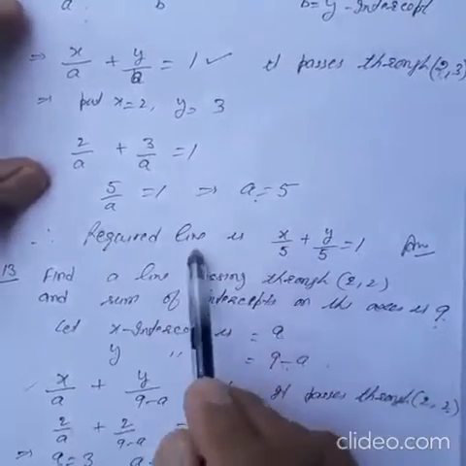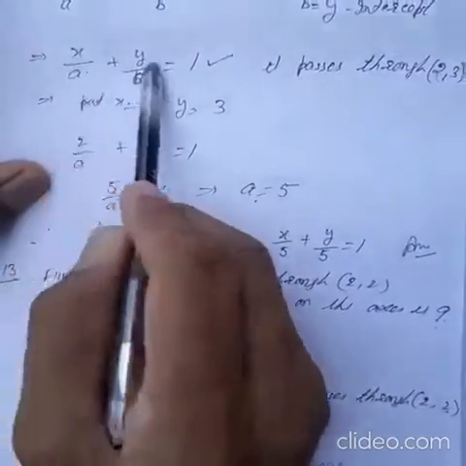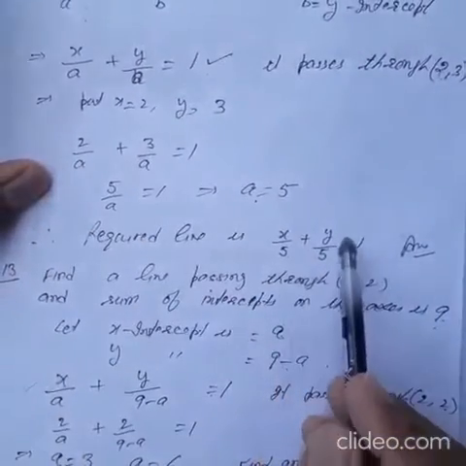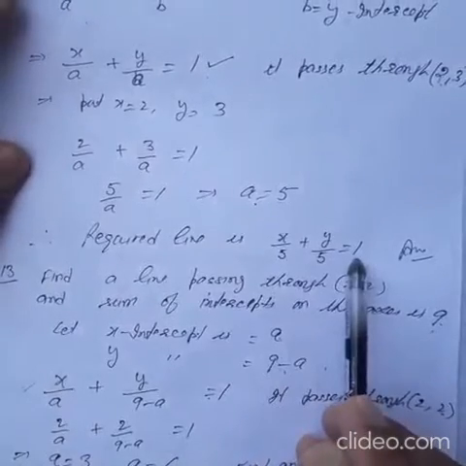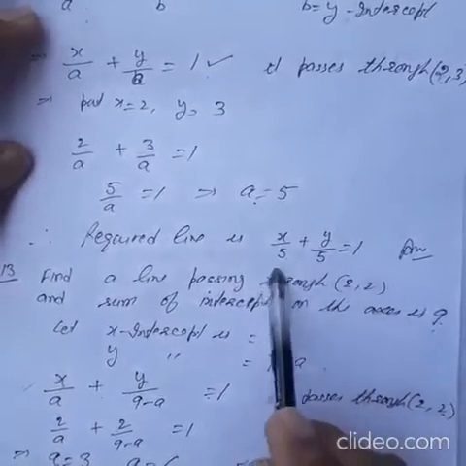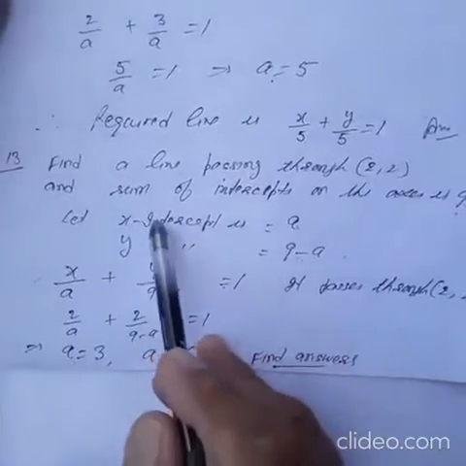Now the required line, by putting A as 5, will be x upon 5 plus y upon 5 is equal to 1. You can write this in simplified form. This is the answer. Go on to question number 13.